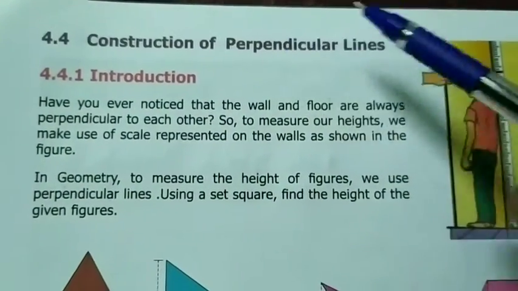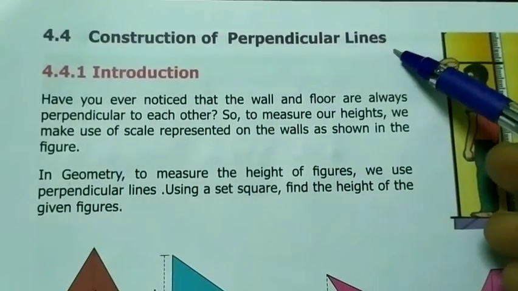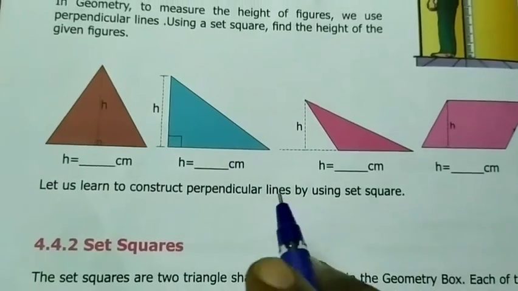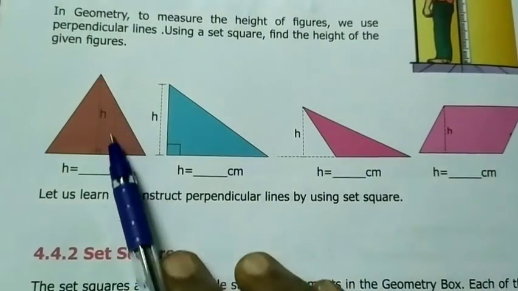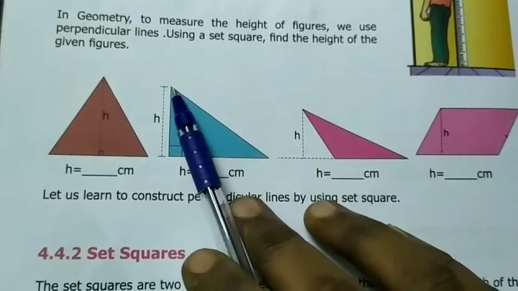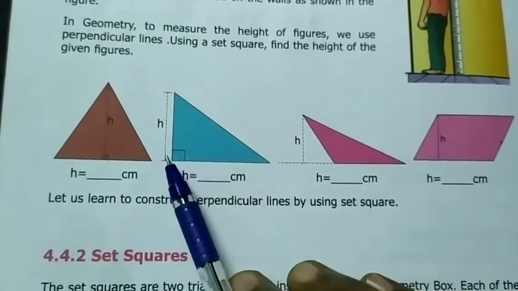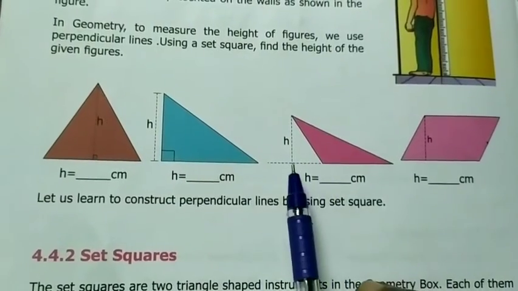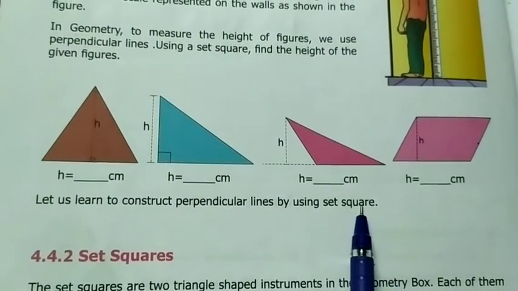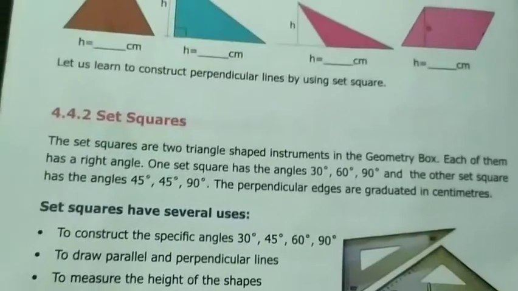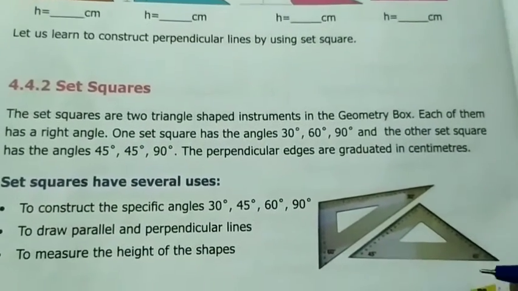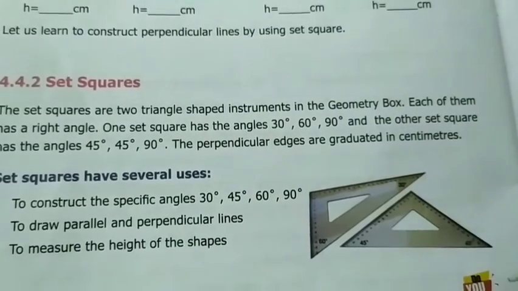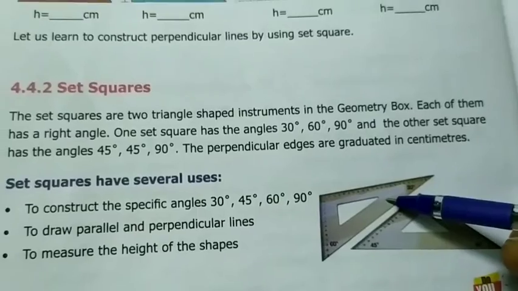Let's see how to draw a perpendicular line. See the perpendicular lines in your book. This is a perpendicular line. Here we need to find the height of the given things. We use a set square here. What is a set square? In your geometry box you can see these two items, this one and this one. These are set squares.